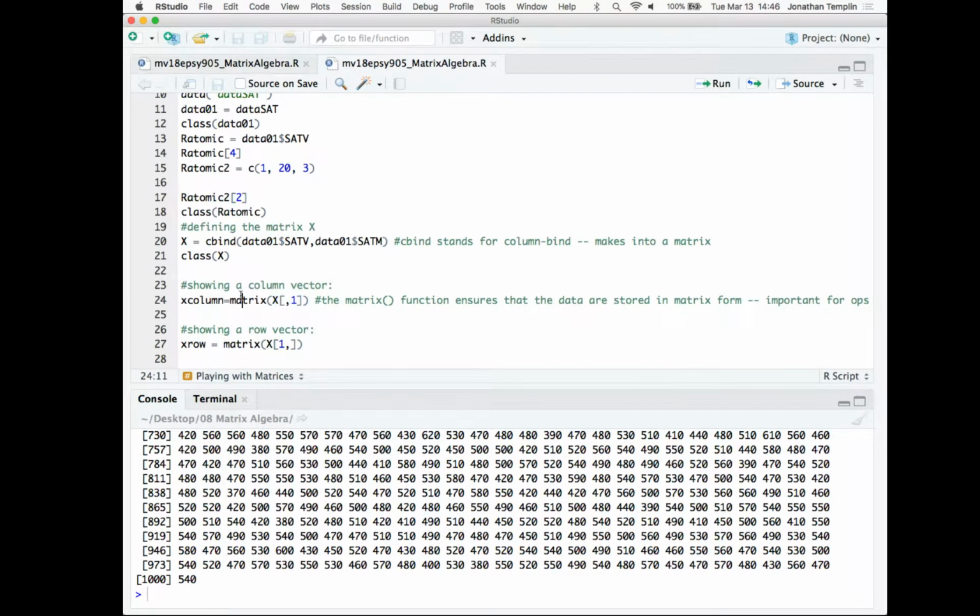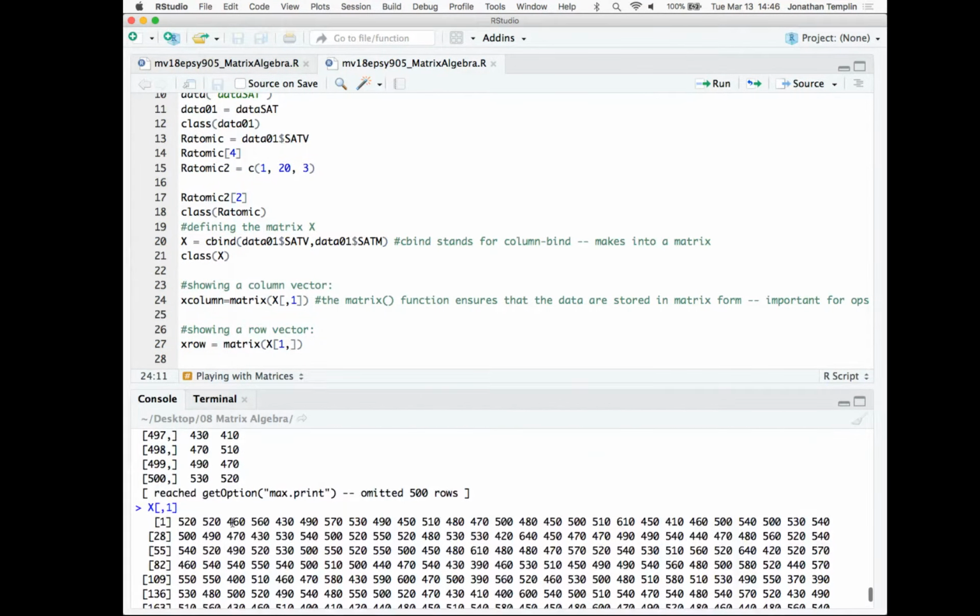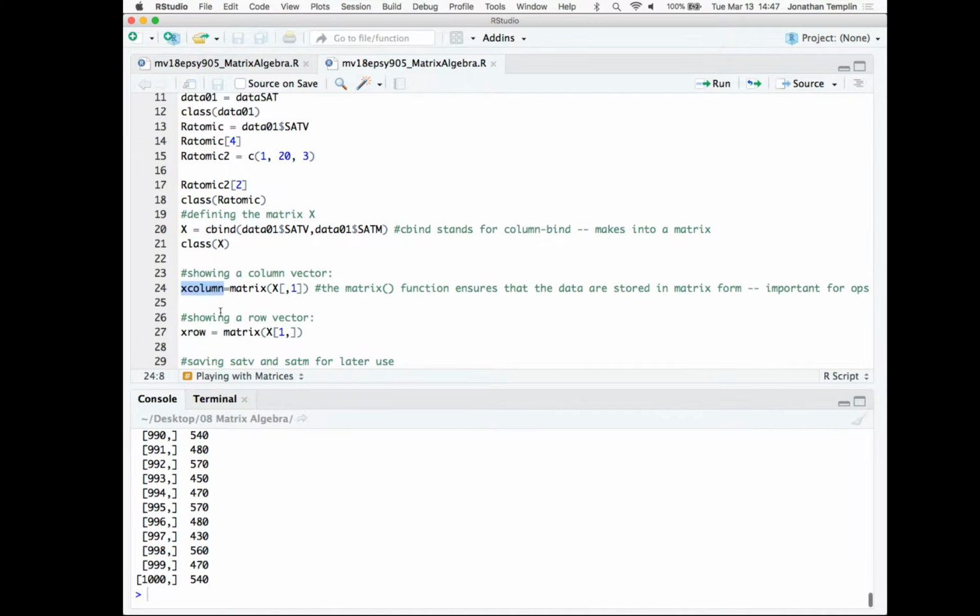But again, we have to wrap that in the matrix function, because you see how it output this? You don't see column headers here. You only see this number over on the side. That's an atomic vector. It took it out from being a matrix and made it into a vector. Can't do matrix algebra for it. But here is the column vector of the first column. All right, it's 1,000 rows and 1 column.